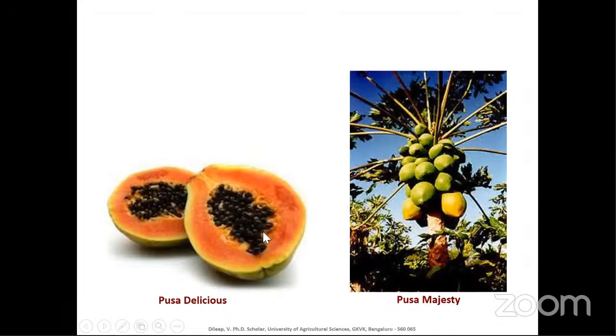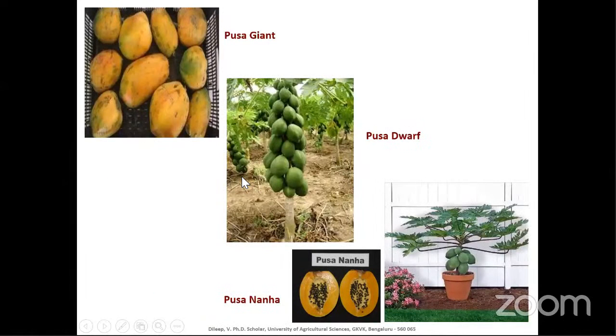I have put these in one slide because they are gynodioecious varieties. Please remember Delicious and also Majesty. And these are Pusa Giant, Pusa Dwarf and also Pusa Nana. They are grouped here because they are dioecious varieties. So here you have to remember, I will always say in every class: grouping is one of the things that will lead to a stable memory. When you group similar things, you will read them often, and that will imprint in your mind for a very long time. So grouping is very much essential. You also read like that.